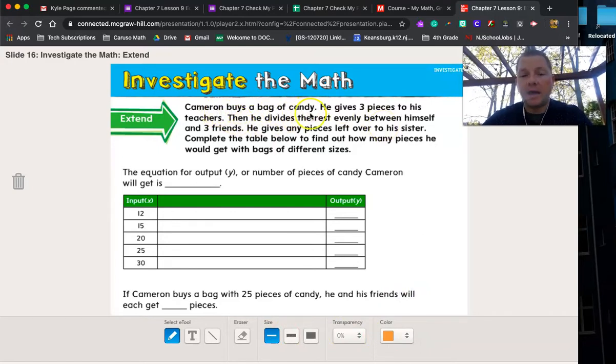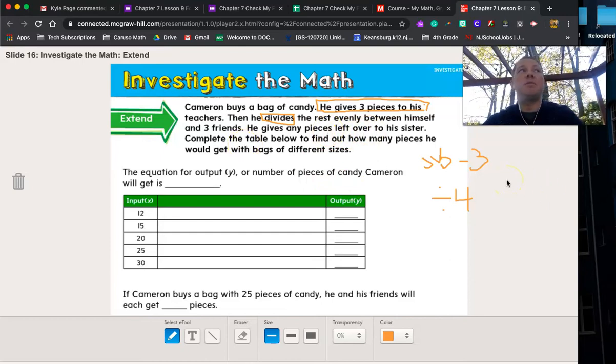So let's look first. Cameron buys a bag of candy. He gives 3 pieces to his teacher. Look at this sentence right here: he gives 3 pieces away. If you're giving something away, you're going to know that that is subtraction. So subtraction, a minus sign. And how much is he giving away? Each time he's giving away 3 pieces. He then divides the rest. Right there, I know the word divides means I'm going to have to be dividing. So I'm going to have some division in this problem. He divides the rest evenly between himself and 3 friends. Well, I'm not just dividing by 3, because it says it's dividing by himself too. So we have Cameron, and then we have his 3 other friends. So what are we actually dividing by? Yeah, we're going to be dividing by 4 here.